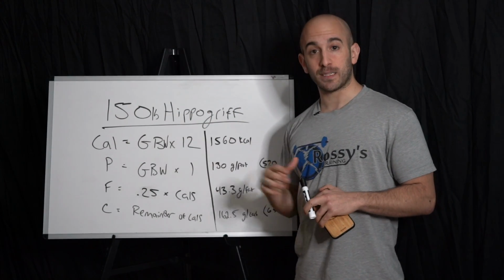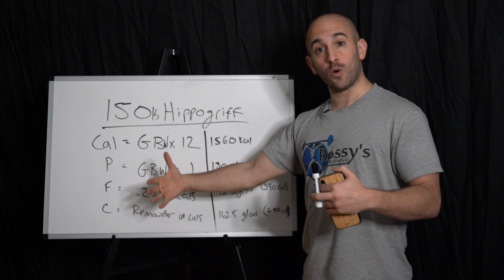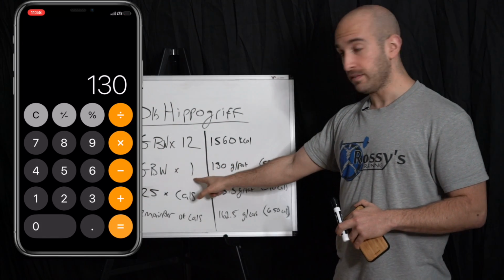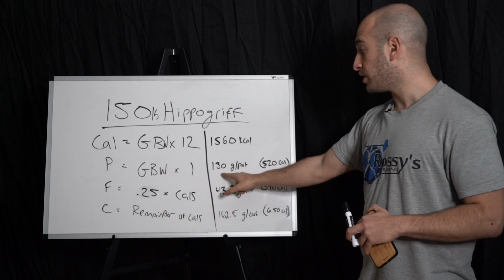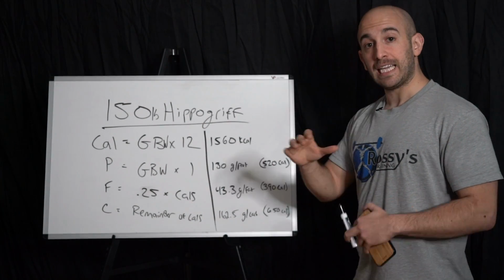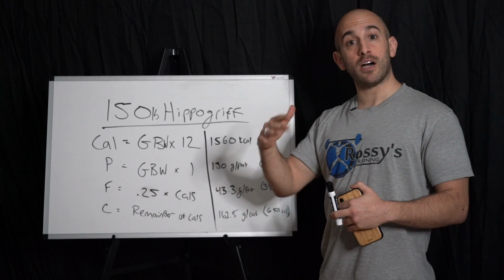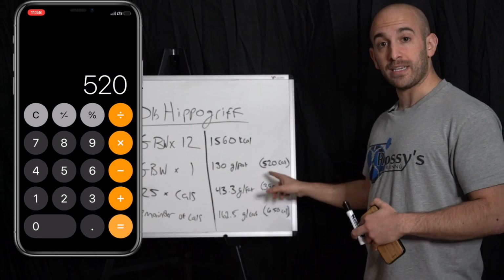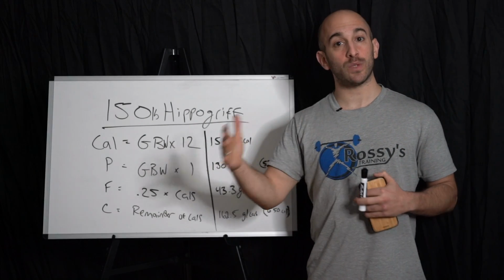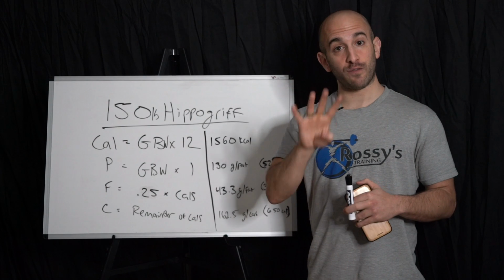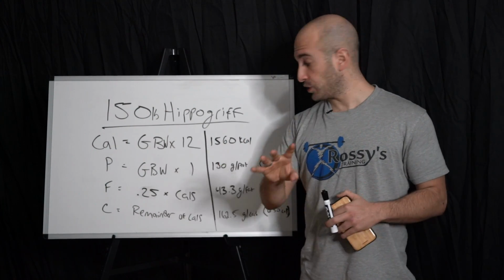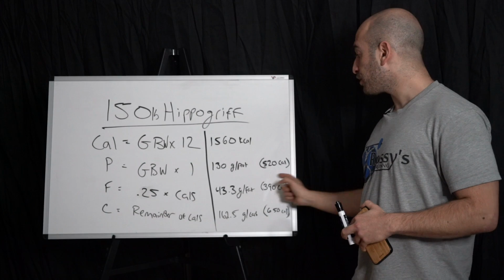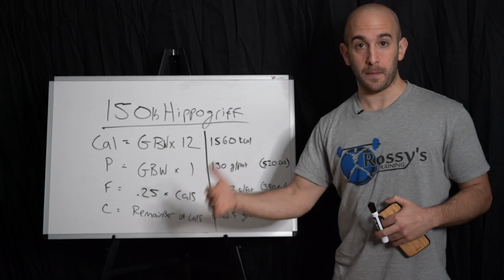The next number we get is the protein. In order to get the protein, we take the goal body weight, which is 130, we multiply it by 1, and now we've got 130 grams of protein every day. If you multiply 130 times 4, we get 520. Why would you do that? Because as we know from before, protein has 4 calories per gram. So you multiply 130 times 4 to get the total number of calories from protein per day.